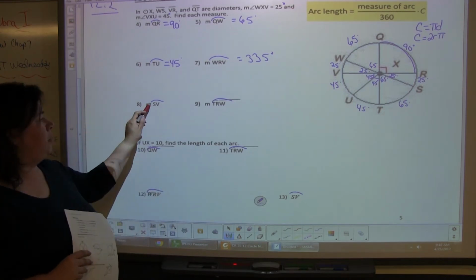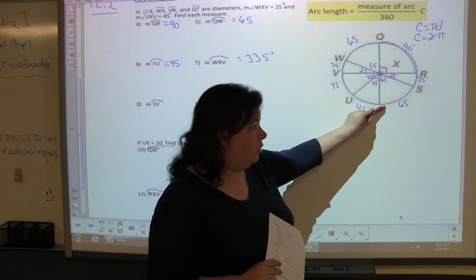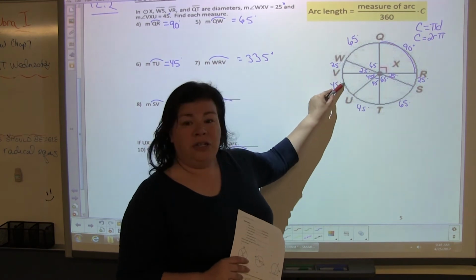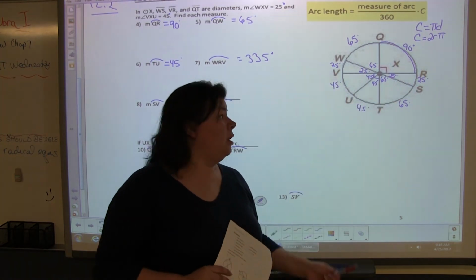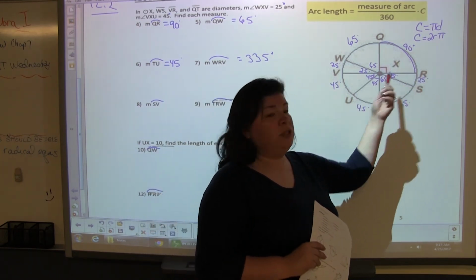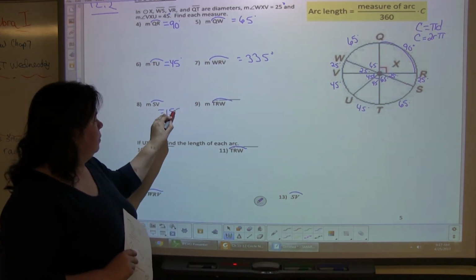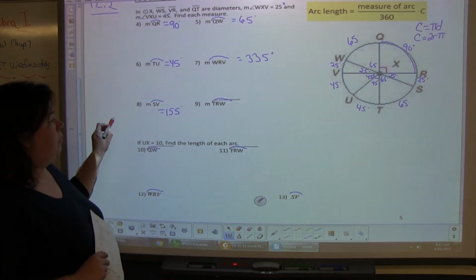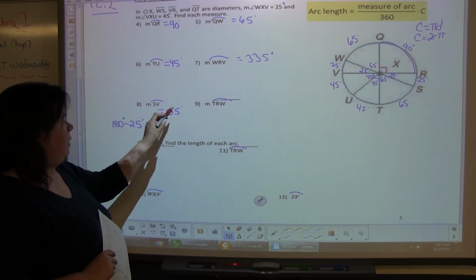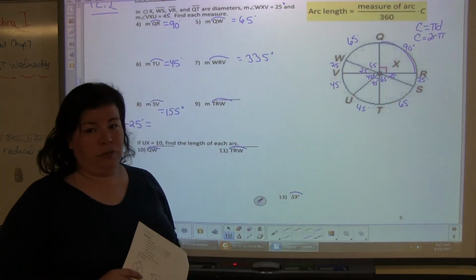We have the measure of arc SV. So from S to V, it looks almost like a semicircle. But again, we could add up each individual arc measure that we've already calculated, or we could take 180 degrees, which is our semicircle, and subtract 25 degrees, which is 155 degrees. Okay? So there's a couple ways you can do that. And that's just what I did. It's just easier to subtract one number than to add three individual numbers.